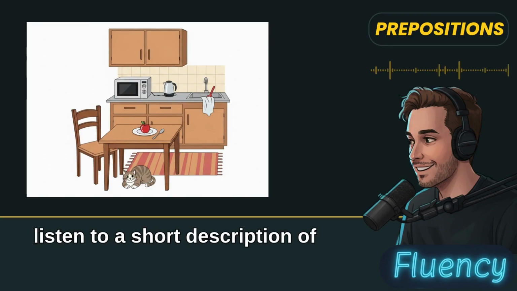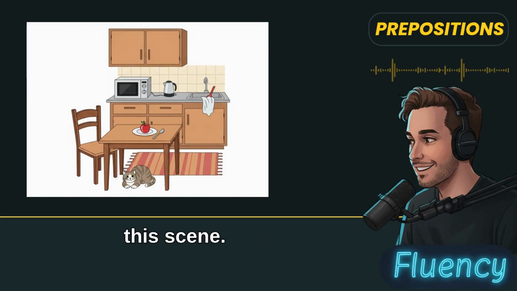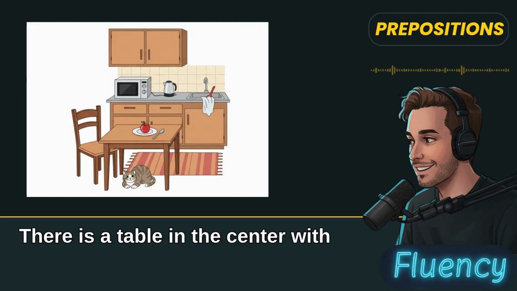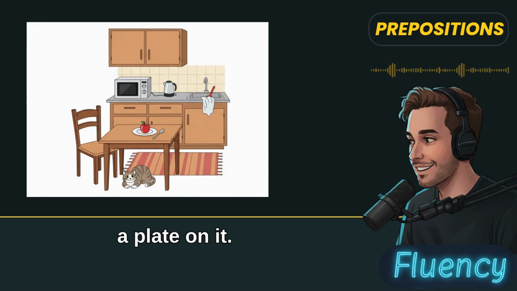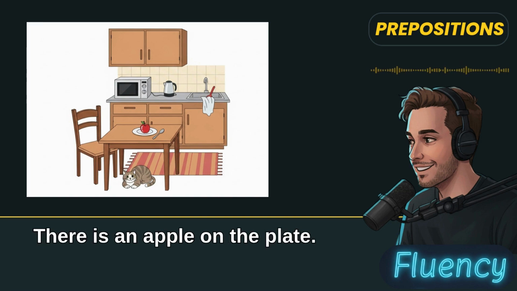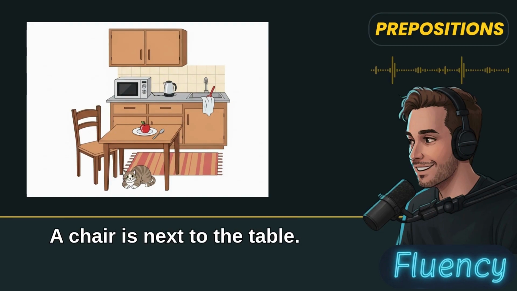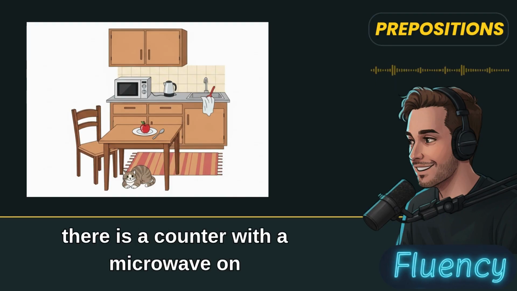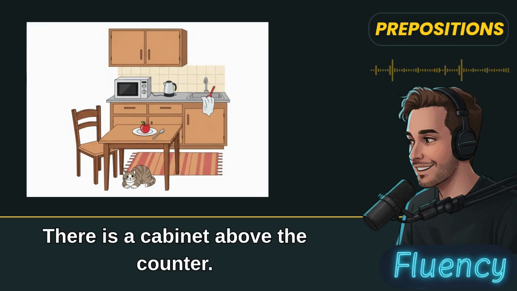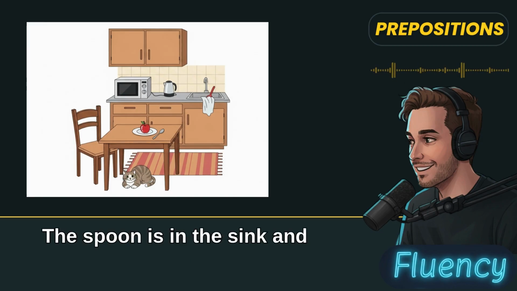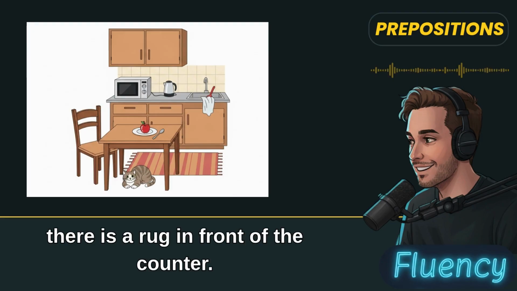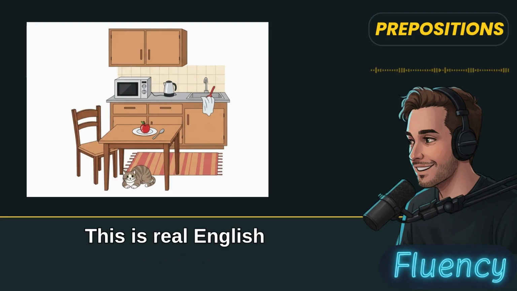Now, listen to a short description of this scene. This is a kitchen. There is a table in the center with a plate on it. There is an apple on the plate. A cat is under the table. A chair is next to the table. Behind the table, there is a counter with a microwave on it. There is a cabinet above the counter. The spoon is in the sink, and there is a rug in front of the counter.